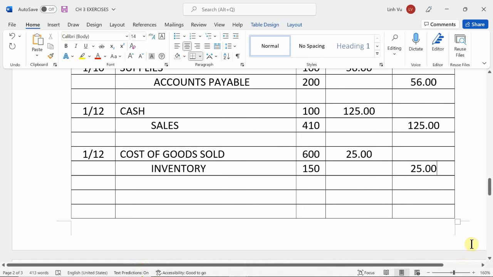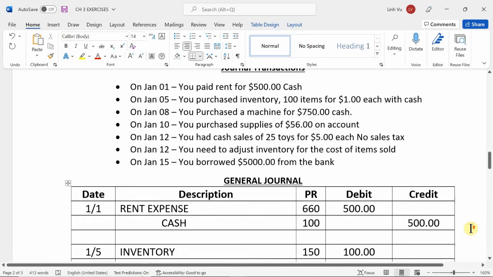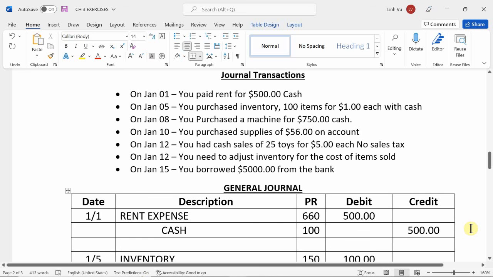Excellent. Easy. Okay. Last transaction here is on January 15. You borrowed $5,000 from the bank. Okay? So what did you do?